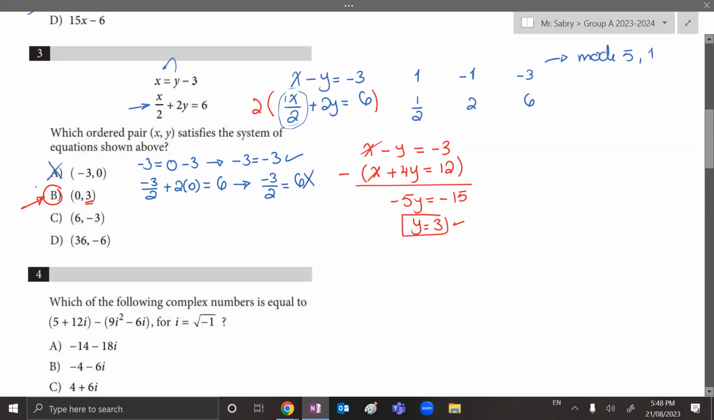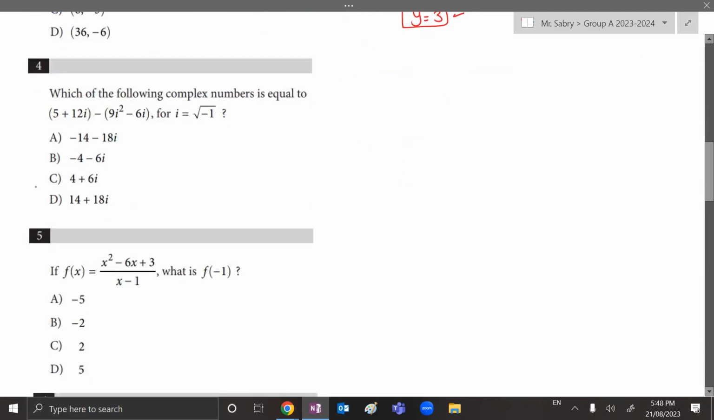You'll try B and you'll find it works for both equations. Of course, trying out the choices, I believe, is the last resort. It's the option when you don't know what to do. This is your last option to try out. Okay? Moving on to number 4.